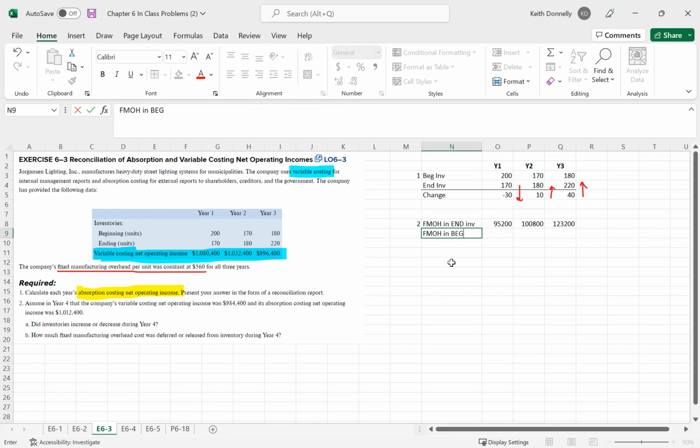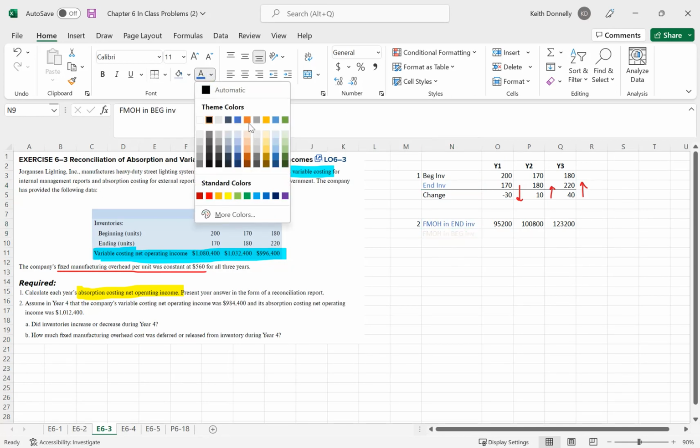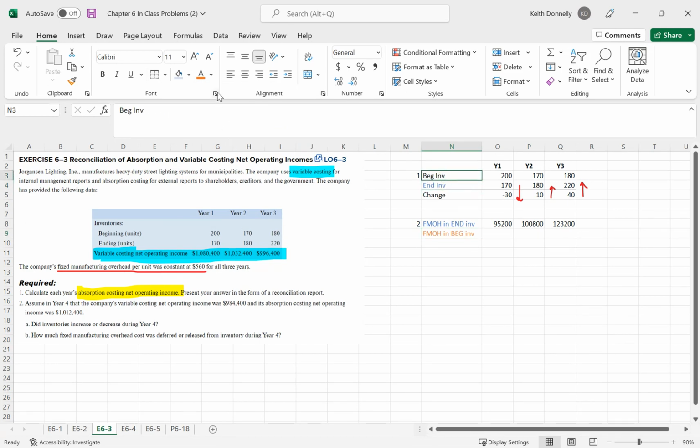Next, we have to look at the fixed manufacturing overhead in our beginning inventory. I'll make this blue, so we're consistent and you can see where these numbers are coming from. Again, all we're going to do is 560 fixed manufacturing overhead per unit times 200. Then copy that formula over.